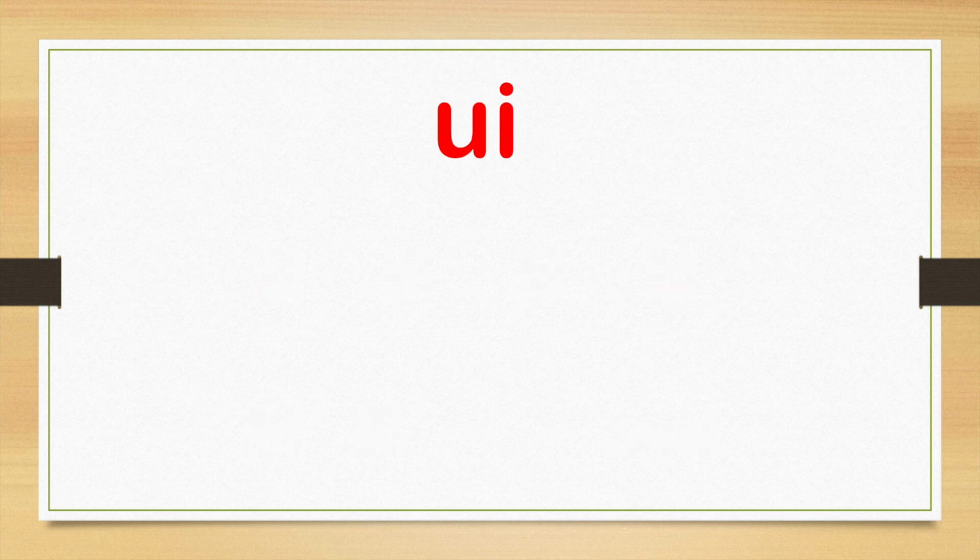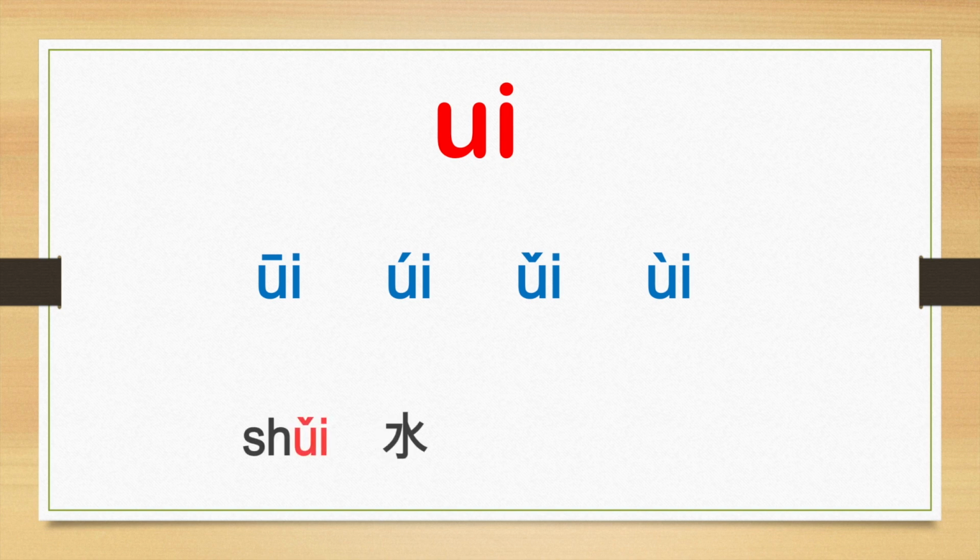The third one, we. Let's read with 4 different tones. Repeat after me, please. We, we, we, we. For example, 水, which means water.